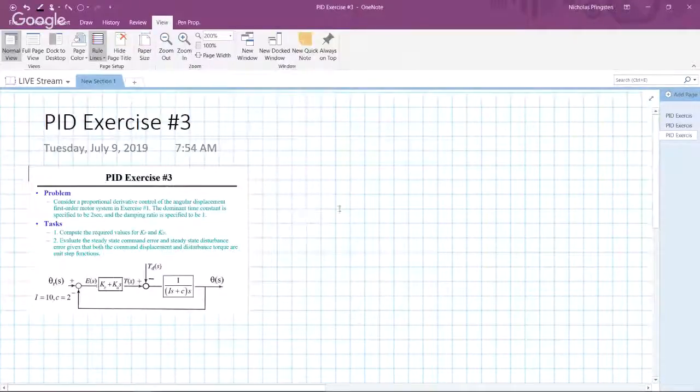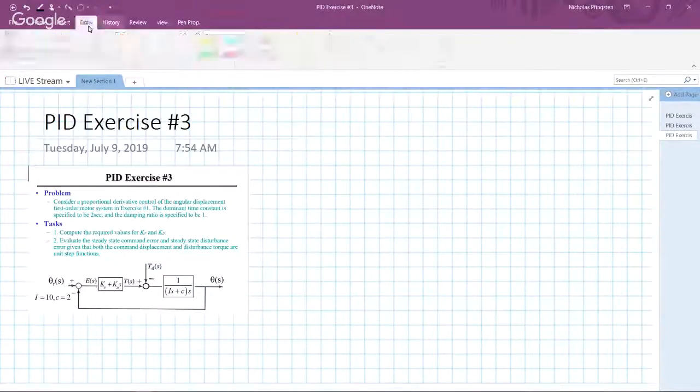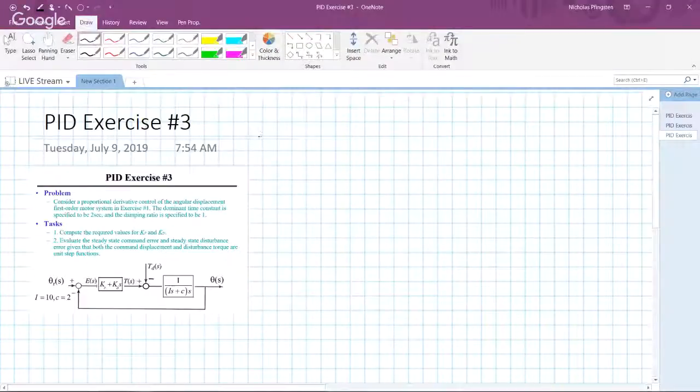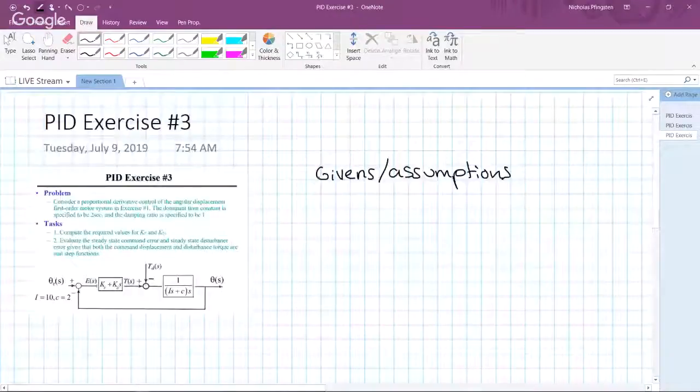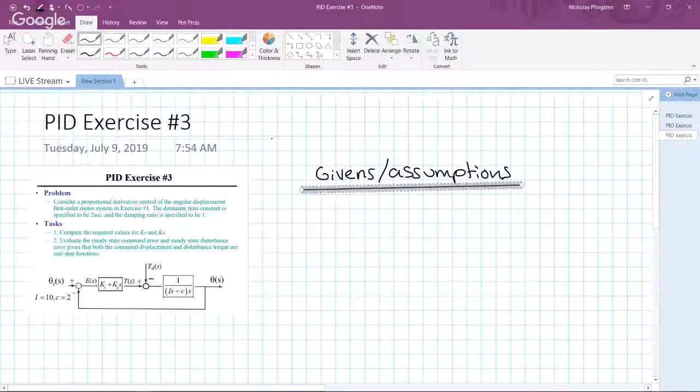So, doing what we've always done, we're going to start off with the givens / assumptions. I'm actually going to do this problem blindfolded, so that means I'm not going to have any notes. So the first thing we're going to do is start reading the problem.